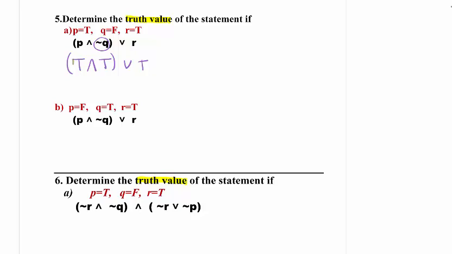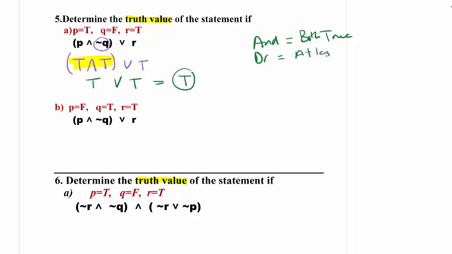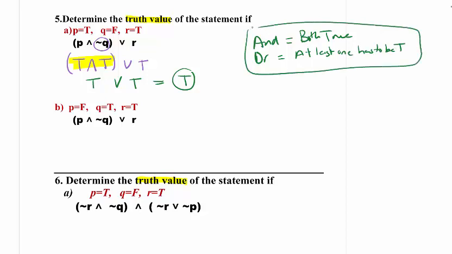So now I'm going to do my order of operations, which says do my parentheses first. So and means both have to be true, which they are. Or means at least one of them has to be true, which they are. So remember, and means both have to be true to get a true answer, or means at least one has to be true. Those are my rules other than my negation, which just says flip-flop them.